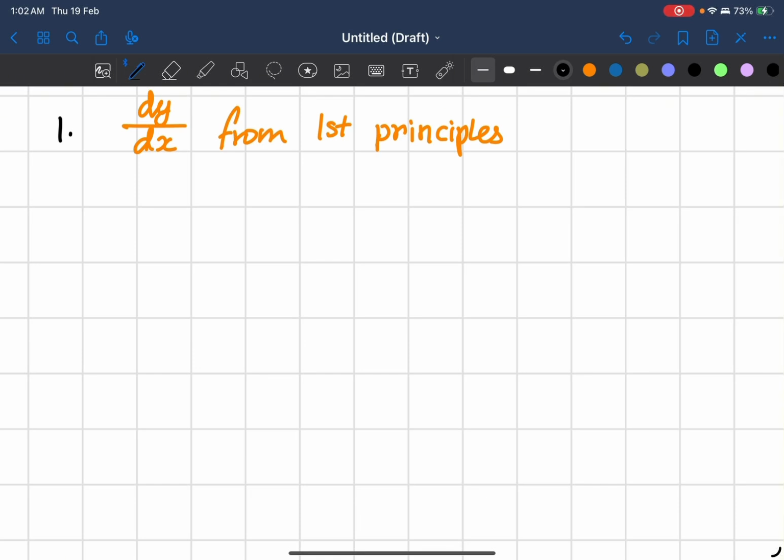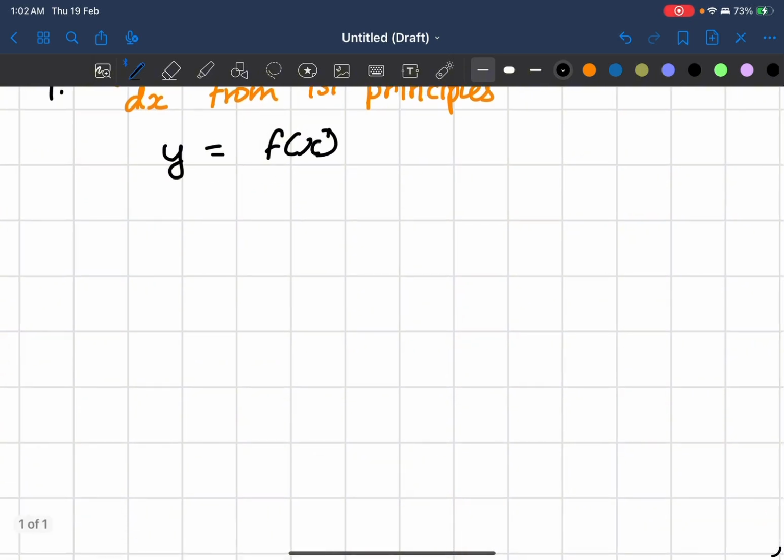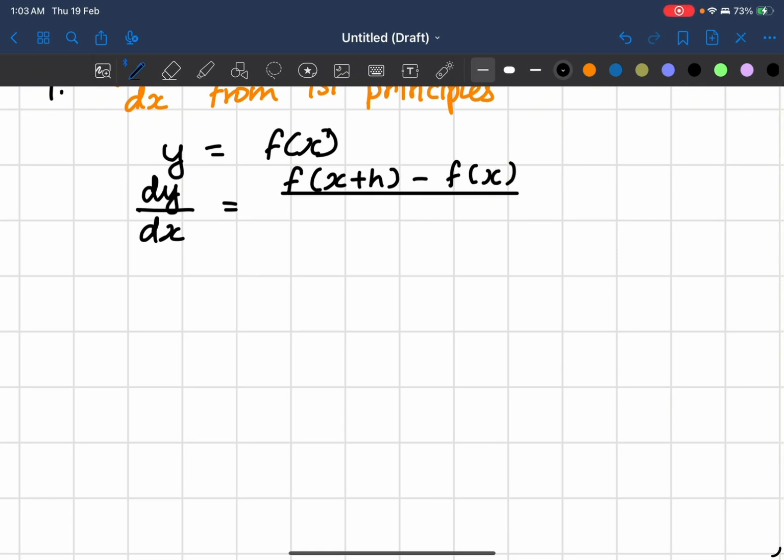If you're given y is equal to f of x, okay, let's say this is your question, and you want to differentiate this using the first principles rule. What you're going to do is write dy over dx is equal to the limit as h goes to 0 of f of x plus h minus f of x, divided by h. Okay, that's the basic gist of it. And essentially this part here, f of x plus h, just refers to replacing x here with x plus h. Okay, that's the basic idea.